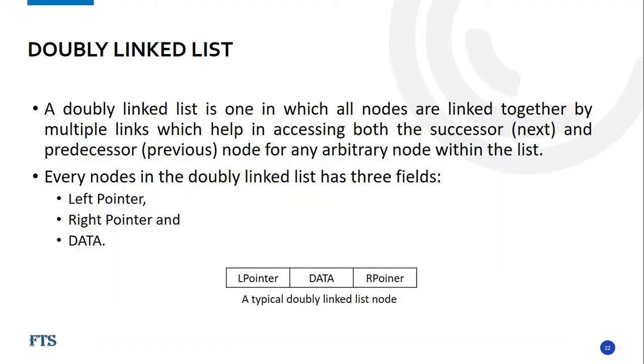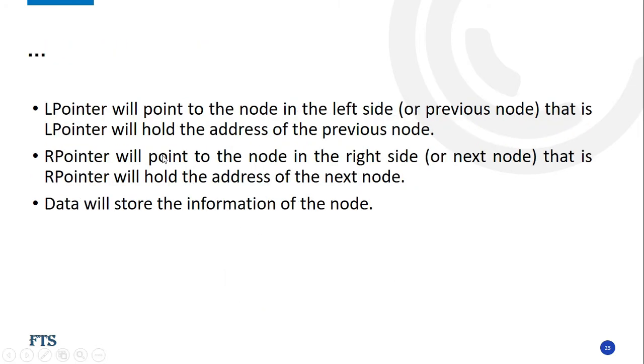Doubly linked list. A doubly linked list is one in which all nodes are linked together by two links, one for the previous and the other one for the next nodes. Therefore, it has three fields: previous pointer, data field, and next pointer field. The left pointer will point to the left side, the right pointer will point to the right side of the node, and the data field will store the actual information of the node.